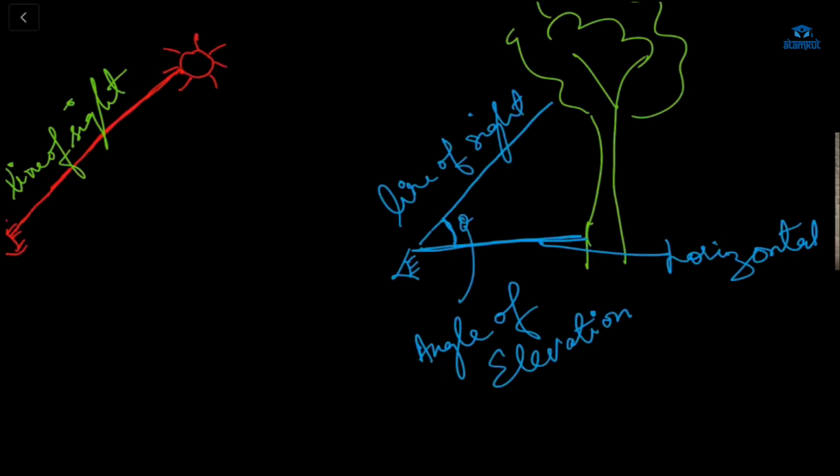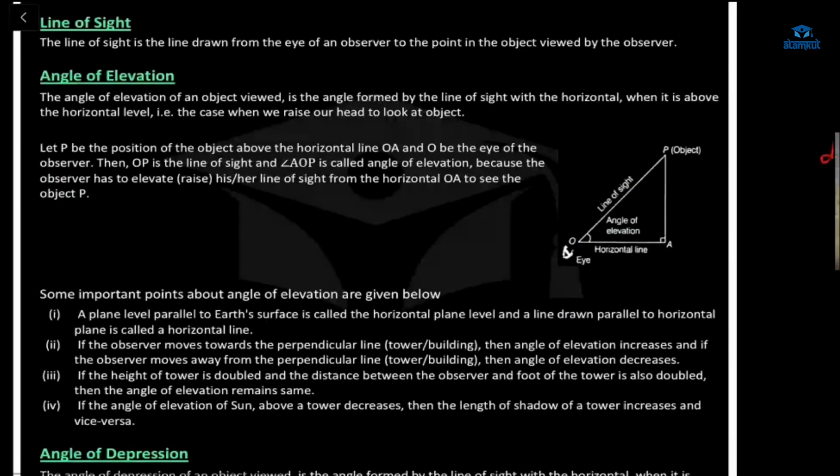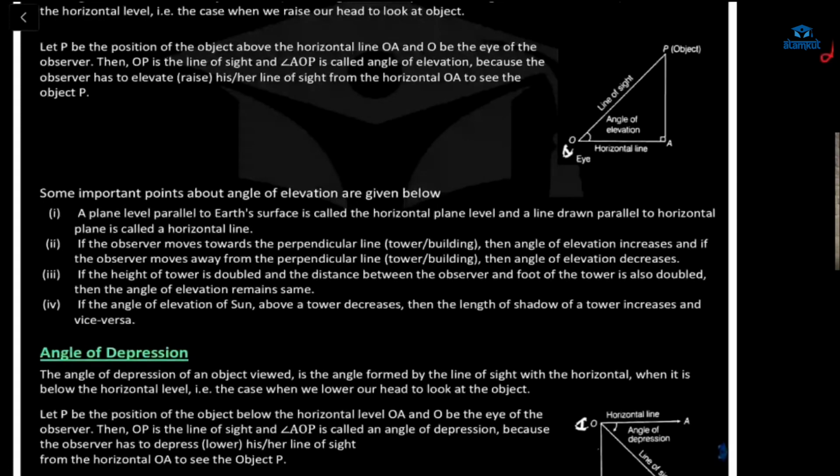Now, some important points to remember about the angle of elevation are given here. A plane level parallel to Earth's surface is called the horizontal plane, the ground level. A line parallel to the horizontal plane is called a horizontal line. When you are standing on the ground, that ground is the parallel plane, the horizontal line.